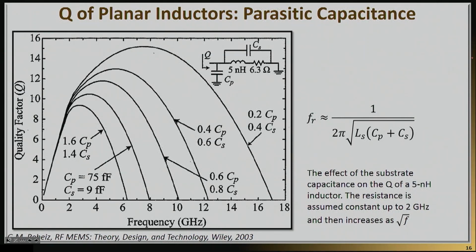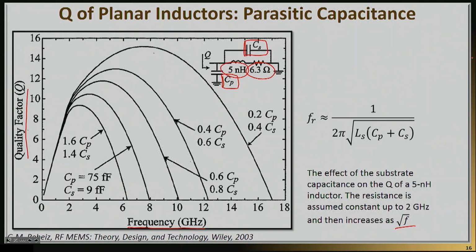It's a 5 nanohenry device. It has an assumed series resistance of 6.3 ohms, which in this model is assumed to be constant up to 2 gigahertz, and then it increases as the square root of the frequency. And then it has a parasitic capacitance of the substrate, given as Cp, and a parasitic capacitance between its turns, given as Cs. So what those lines really give you is the quality factor of this inductor as a function of frequency. And there are lots of interesting things to observe here.